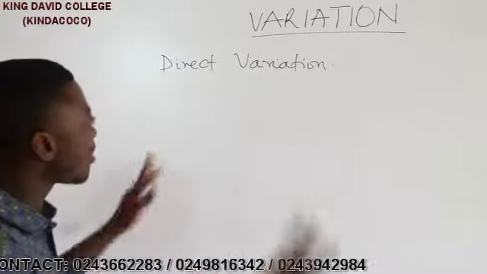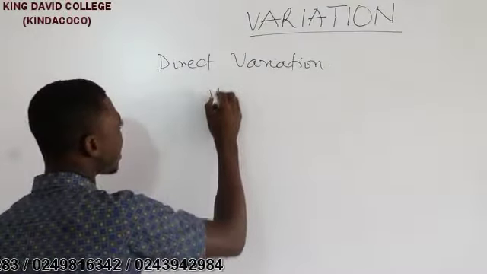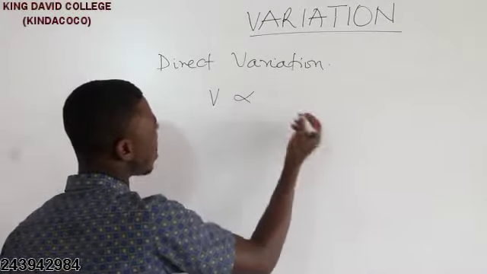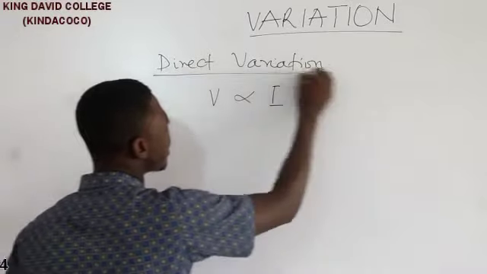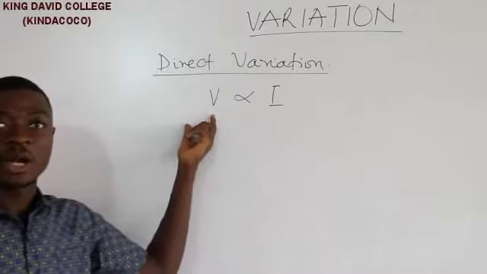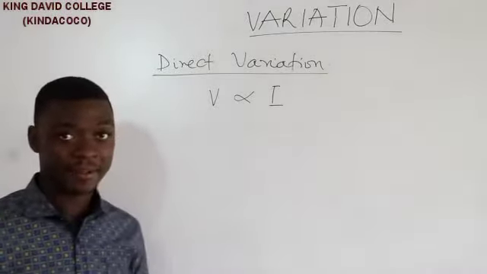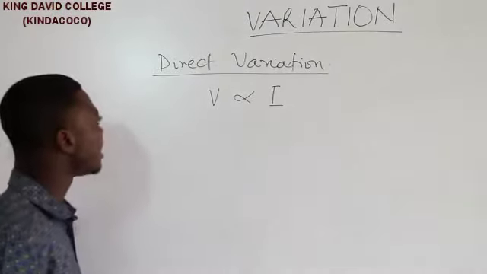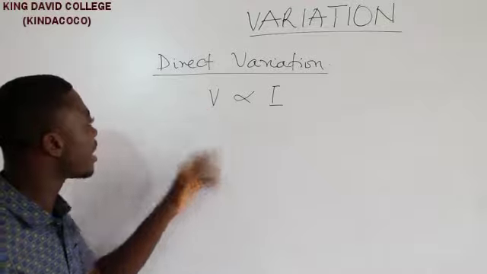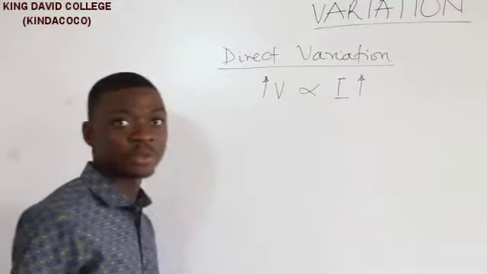The general format of variation is, we have the first quantity which varies inversely or directly to the second quantity. Since you are creating a direct relationship, we will say that the quantity V relates directly to quantity I. If this is, say, voltage in electricity and this is current, it means that when the voltage is going up, the current will also be going up, right?